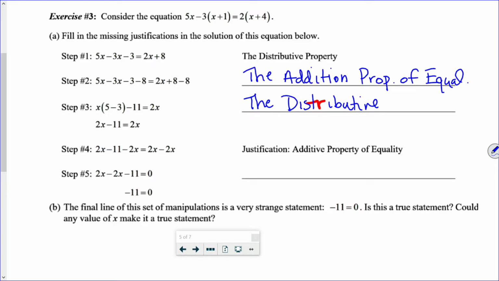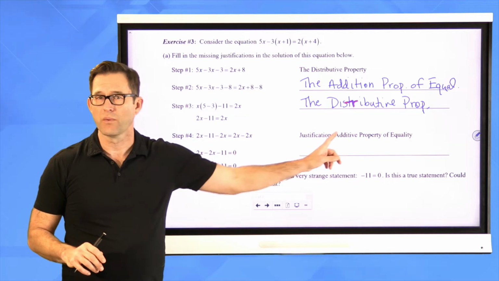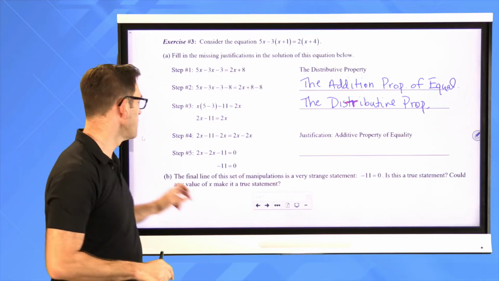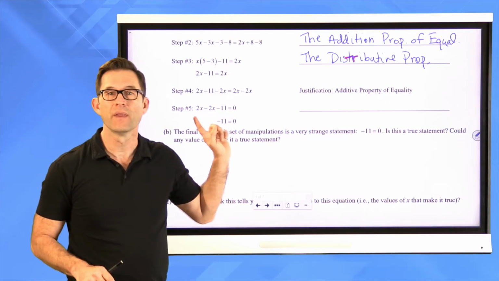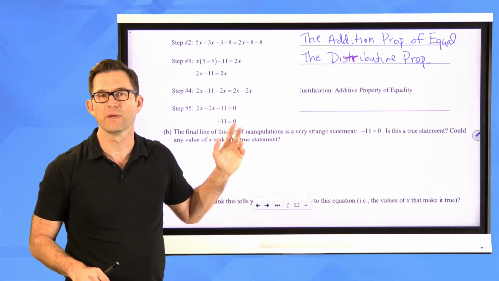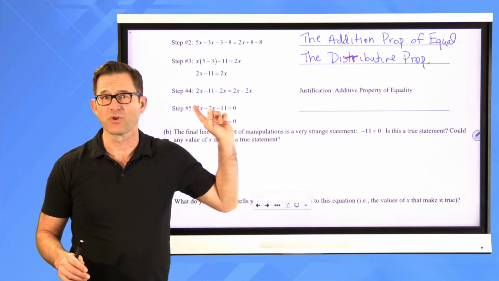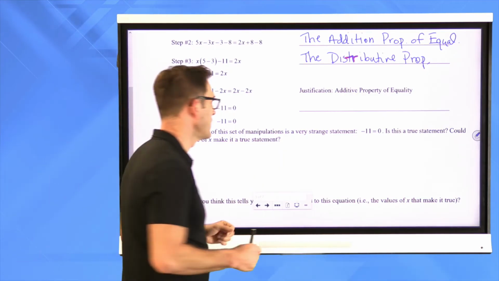Lots of red pen. The distributive property. All right, then we subtracted 2x from both sides of the equation. We were already justified using the additive or addition property of equality, 2 different names for the same thing. And then the last little piece is we then, what do we then do? After we subtracted 2x from both sides, we got negative 11 equals 0. By subtracting 2x from both sides, that is actually also the additive property of equality.